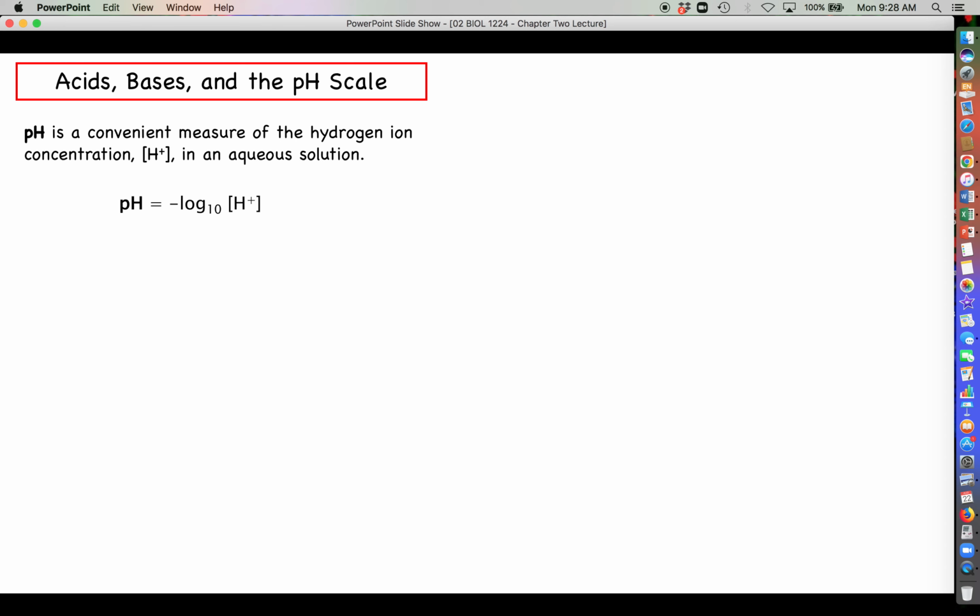So we have this convenient scale that we use to measure how acidic or how basic a solution is, and this is called the pH. pH is just a measure of hydrogen ion concentration in an aqueous solution, or a water-based solution. The mathematics here is that the pH is equal to the negative log base 10 of the hydrogen ion concentration in moles per liter. The mathematical lingo here is that the p, the little lowercase p here, literally means negative log base 10 of. So pH means negative log base 10 of the H concentration.